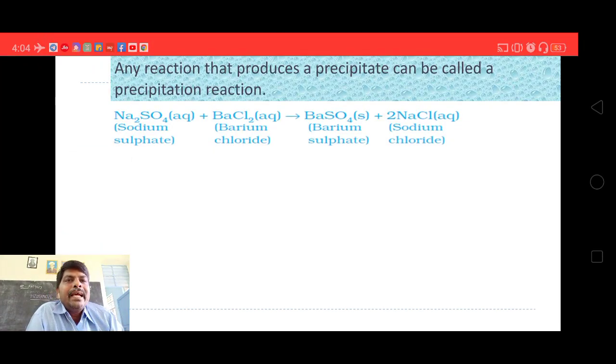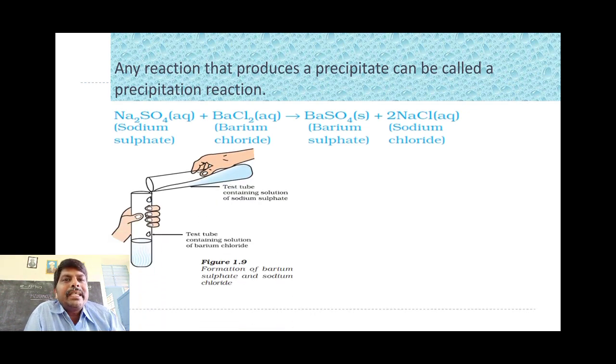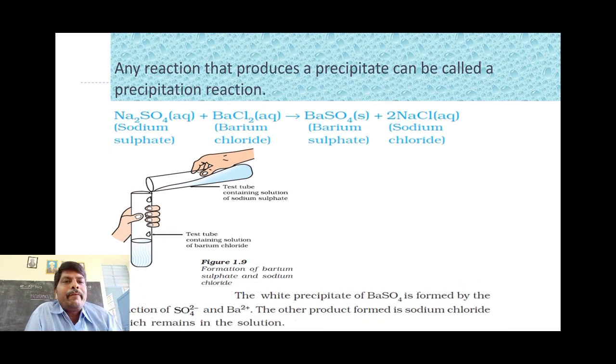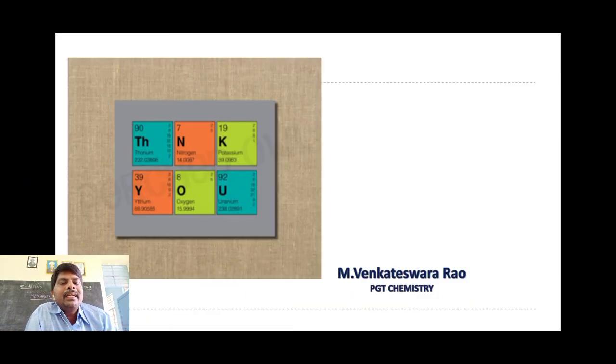Any reaction that produces a precipitate can be called a precipitation reaction. So the reaction between sodium sulfate and barium chloride is a precipitation reaction. The white precipitate barium sulfate is formed by the reaction of sulfate and barium ions. The other product formed is sodium chloride, which remains in the solution.